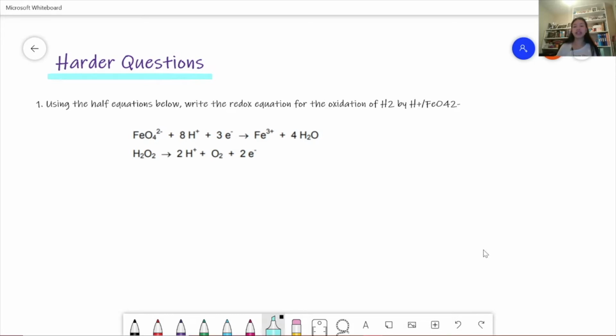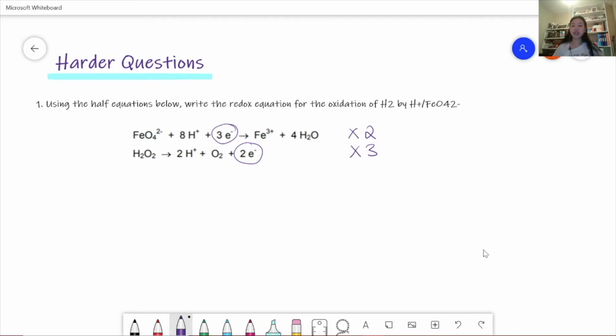So number one is to use the half equations below to write the full redox equation for the oxidation of hydrogen peroxide by H+ / FeO4 2-. The first thing we do is look at the electrons. We have 3 electrons here and 2 electrons here, which means that we need to times the second equation by 3 and the first equation by 2 in order to cancel out the electrons at the end. And so now we combine the two half equations.